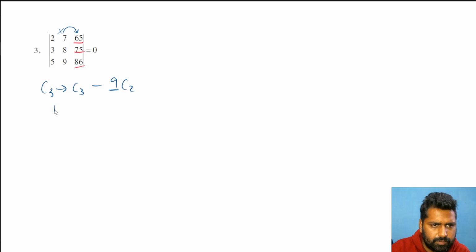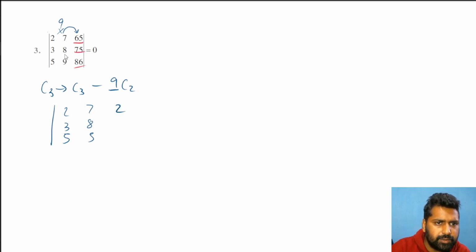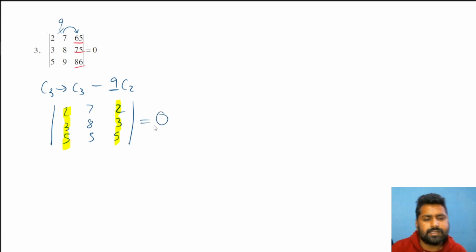If I do this, so 2, 3, 5, 7, 8, 9. So basically now what you have to do, 65 minus 9 into 7. So I'm multiplying the column with 9. So 63, minus this becomes 2. 75 minus 9 into 8, 72. That's 3. 86 minus 9 into 9, 81. 86 minus 81 is 5. The moment I do this, two columns are identical. Again, I don't have to solve. This determinant is 0. All right. Done.